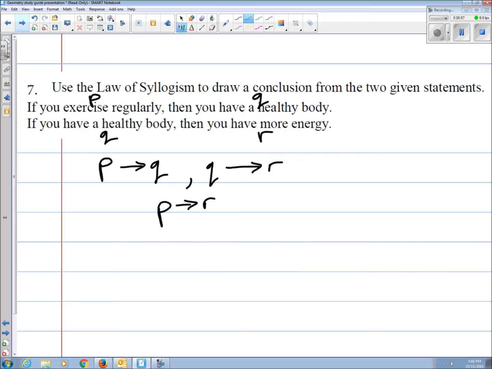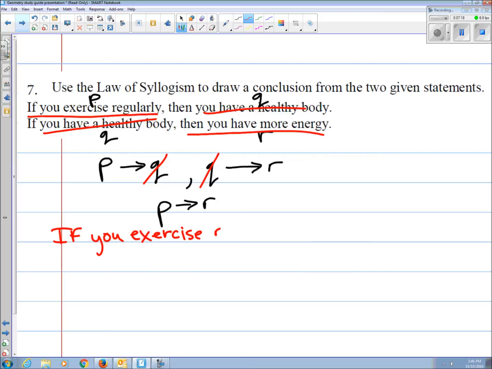Law of syllogism says I can skip the Q in the middle, so I can skip this statement and this statement, and I can say, if you exercise regularly, then you have more energy. So that would be our conclusion by law of syllogism. If you exercise regularly, then you have more energy.